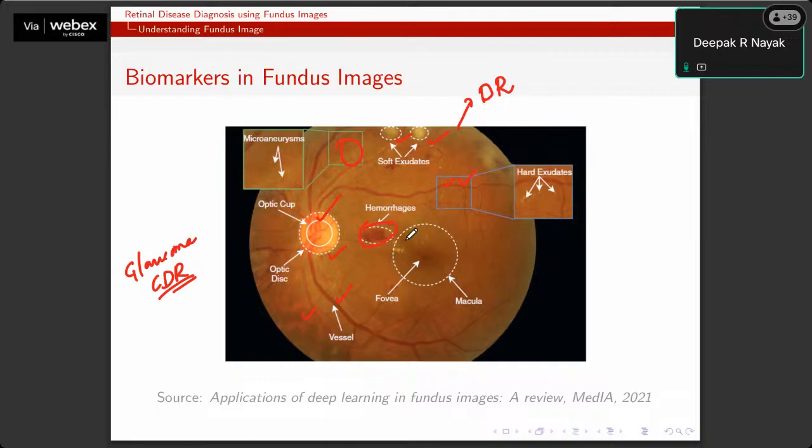There are also several other biomarkers in fundus images, which lead to different types of diseases, right? So here are some of the extensively used biomarkers for the detection of glaucoma and diabetic retinopathy, for example.